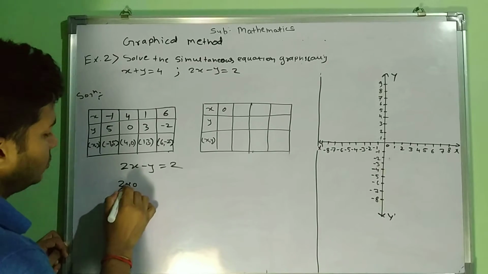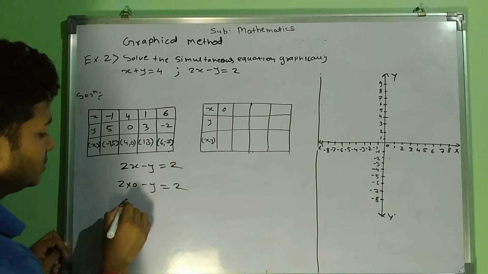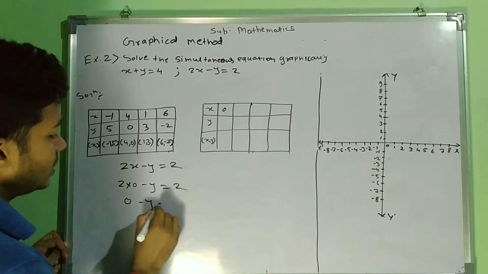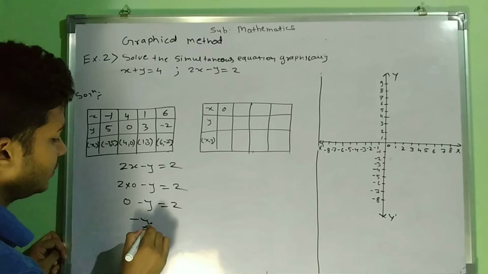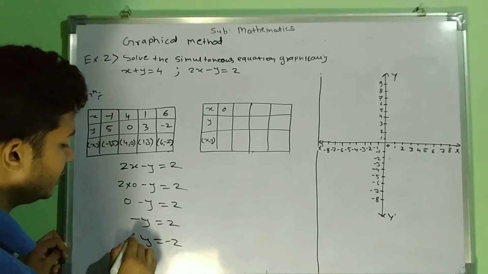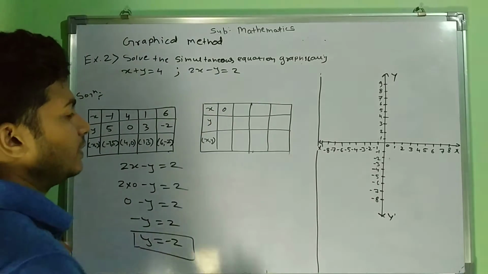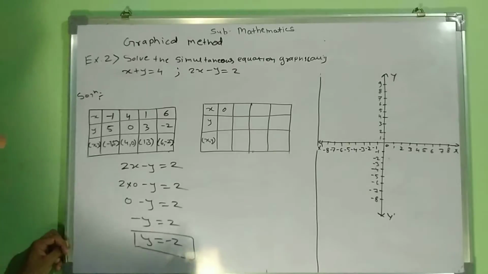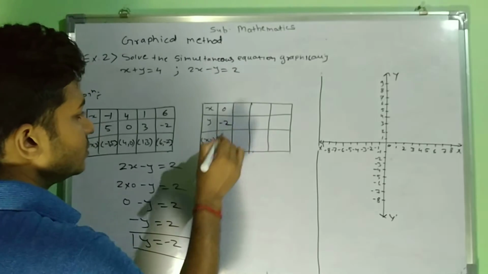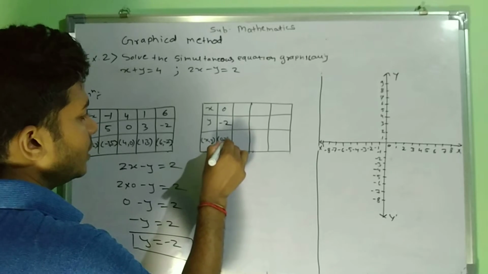2 multiplied by 0, minus y will be equal to 2. 2 multiplied by 0 will be 0, minus y equal to 2. So we are getting minus y equal to 2. So y will be equal to minus 2. So whenever we are taking the value of x as 0, we are getting the value of y as minus 2. So our ordered pair will be 0 comma minus 2.